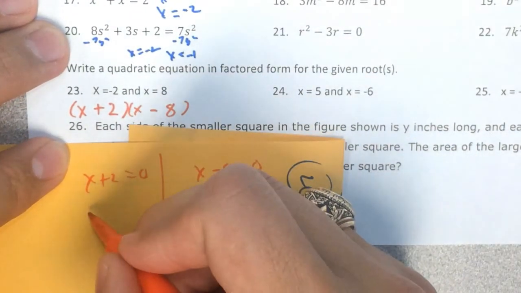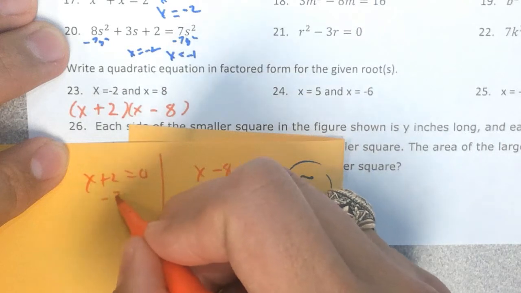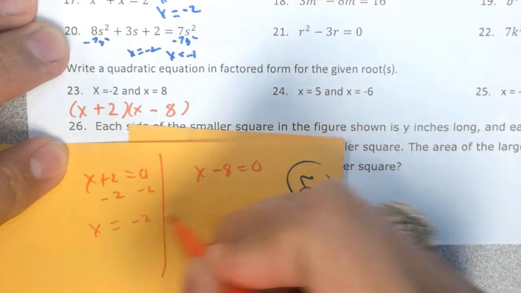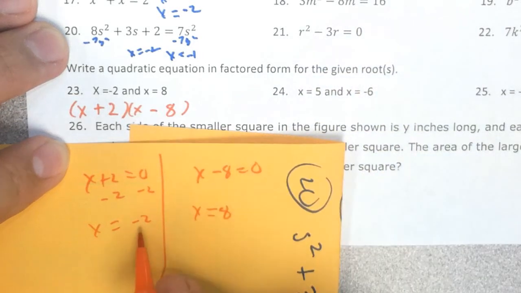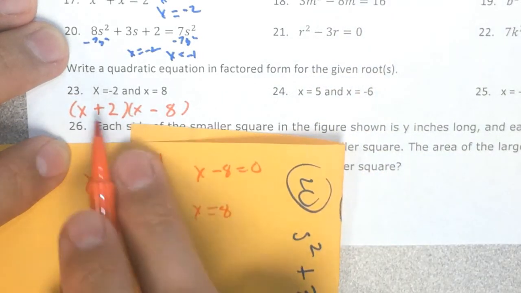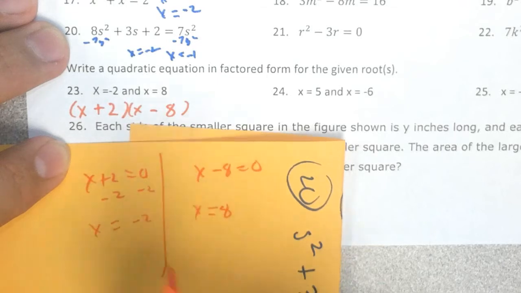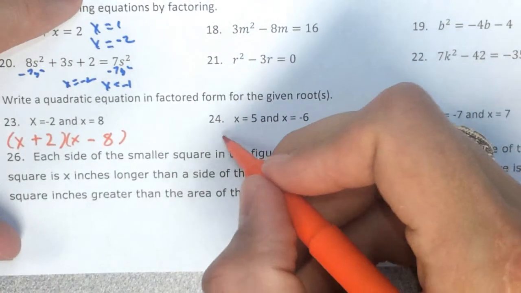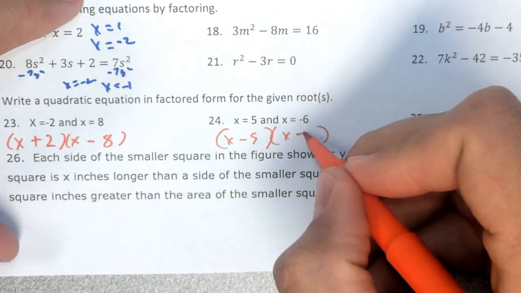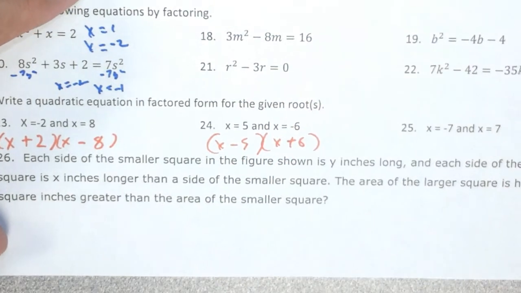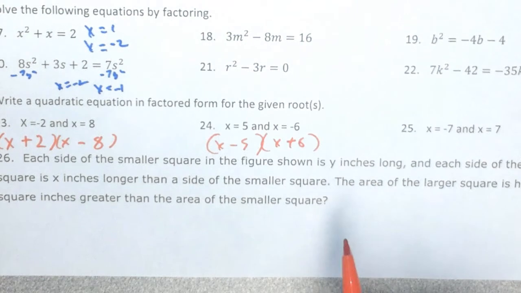that's how I would get, let's see, subtract 2, x equals negative 2. Add 8 over here, x equals 8. So there's that negative 2 and 8 that we got earlier. So we're working backwards. We're doing this step in reverse. And these 23 would be x minus 5, x plus 6. Just turning them around. If it was a fraction, it might be a little bit harder, but I don't think you're going to see that.